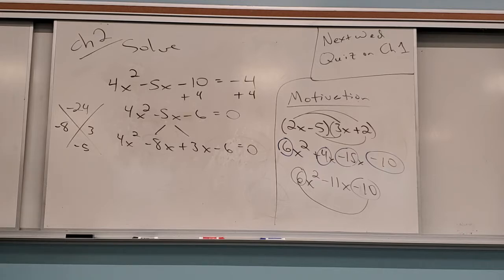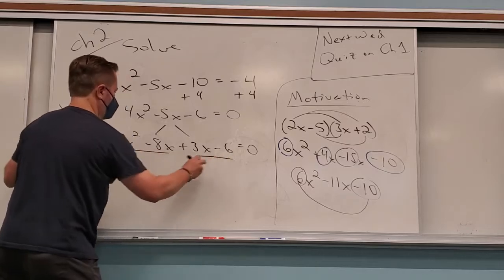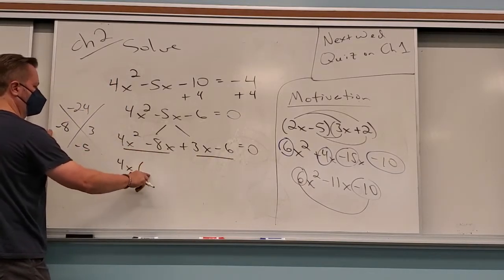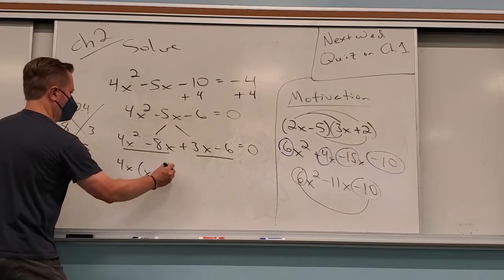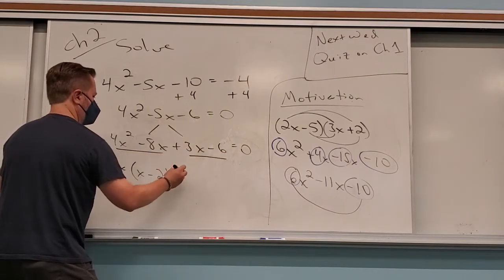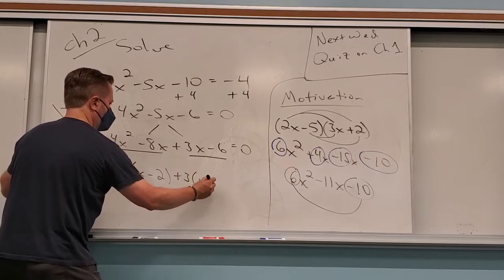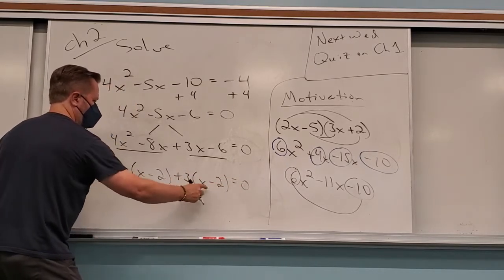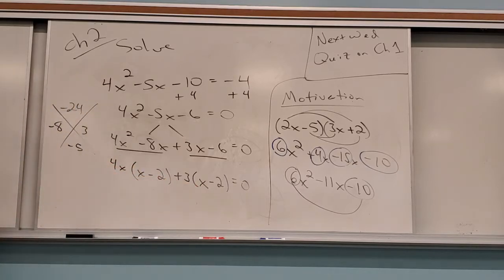Now I've got how many terms? 4. What do I do when I have 4 terms? Group. What comes out of the first two? 4x. And what's left? X minus 2. And 3 times x minus 2. How do I know I'm on the right track? Because these are the same. If they weren't, you did something wrong.